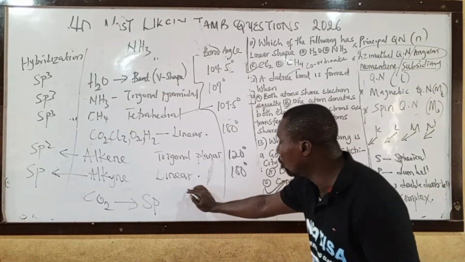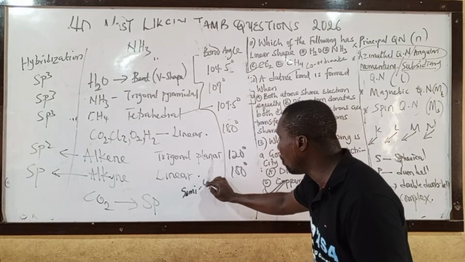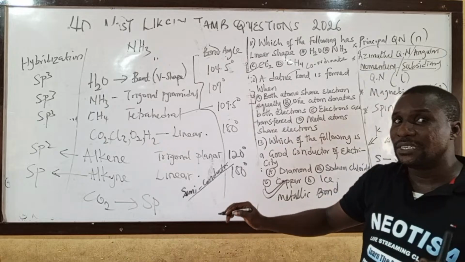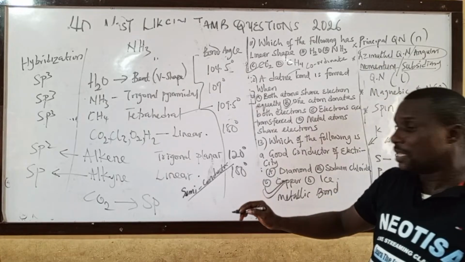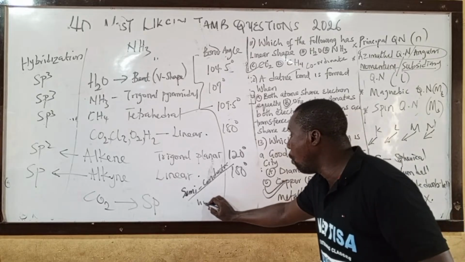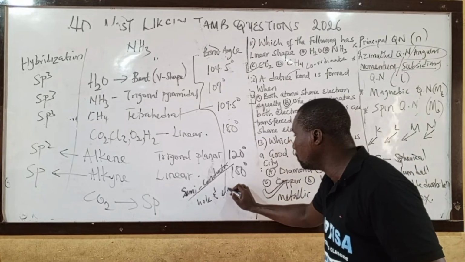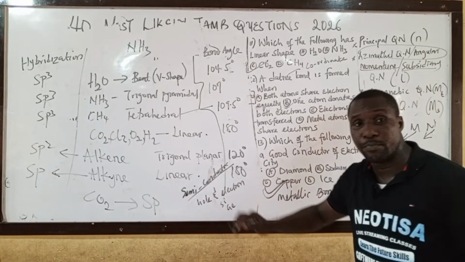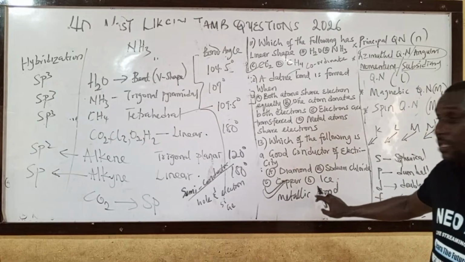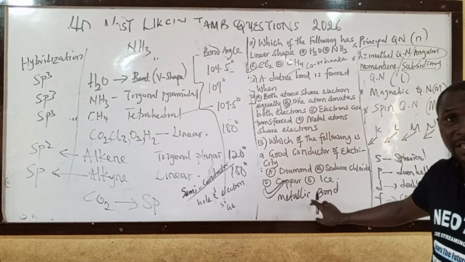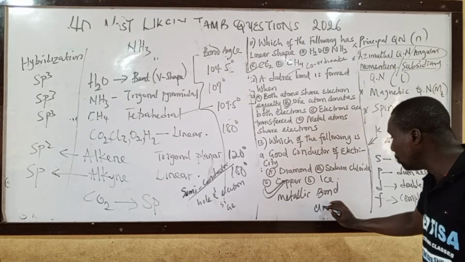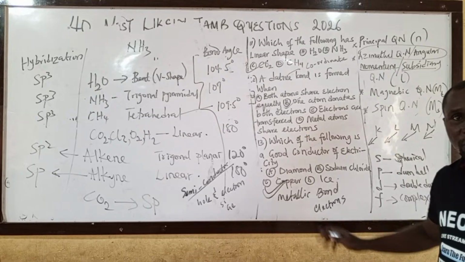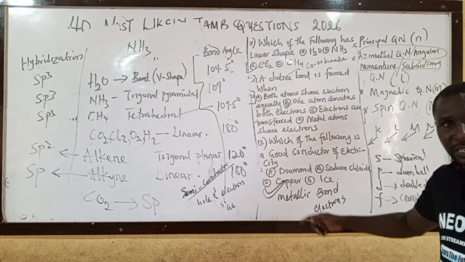If they say semiconductor, what are the current carriers in a semiconductor? Semiconductors exhibit covalent bond. The current carriers in semiconductors are holes and electrons. Silicon and germanium are examples of pure semiconductors. But in copper, which is a metal, the current carrier is what? Electron. Take note of that. That means the current carrier is free delocalized electron because it exhibits metallic bond.